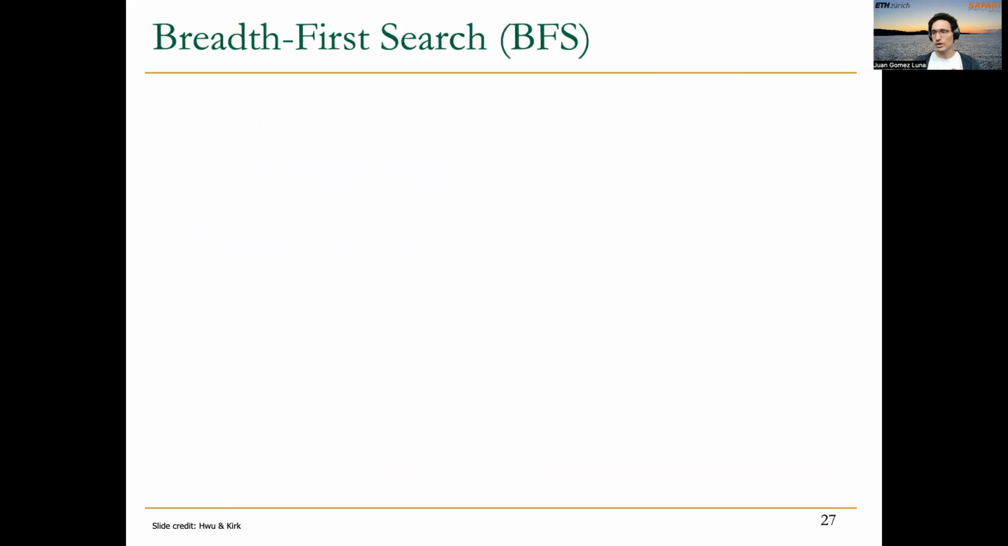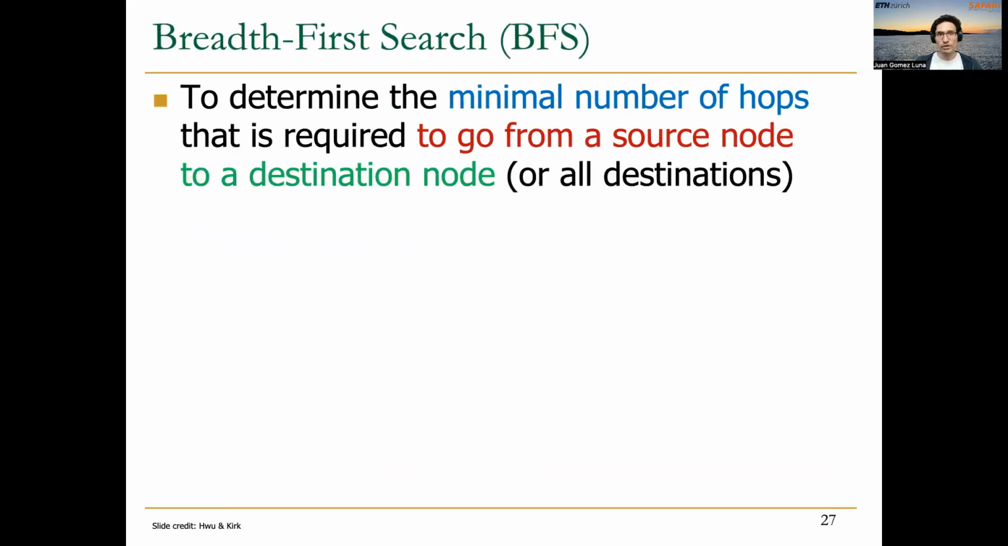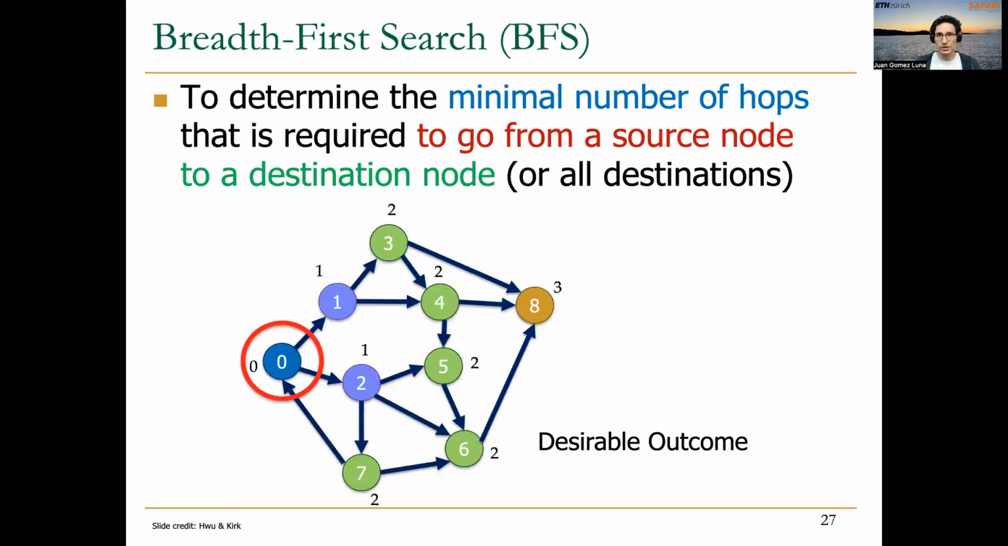Okay, let's start with breadth first search. The goal in breadth first search is to determine the minimal number of hops required to go from a source node to a destination node or all destination nodes. For example, if we have this graph and our source node is node 0, as you can see, there will be different distances or hops to each of the other vertices. For example, these 2 vertices are at distance 1 hop, these 5 vertices are at distance 2 hops, and this vertex 8 is at distance 3 hops.